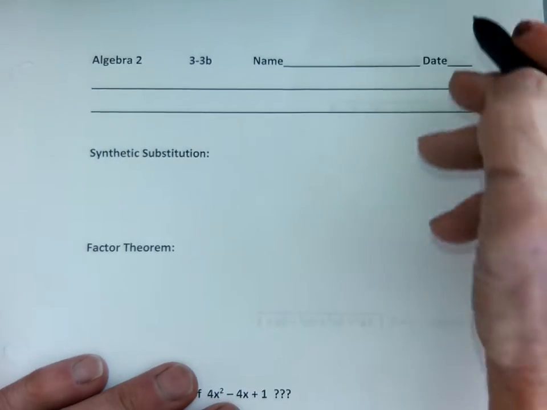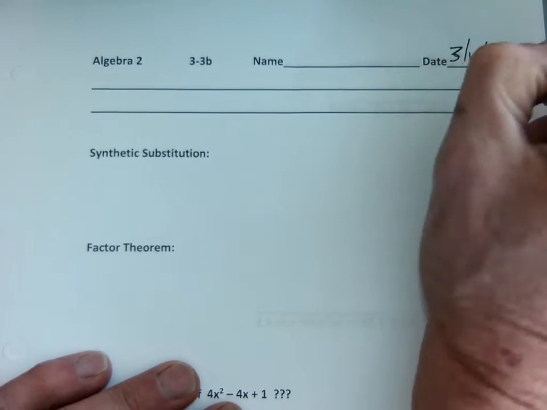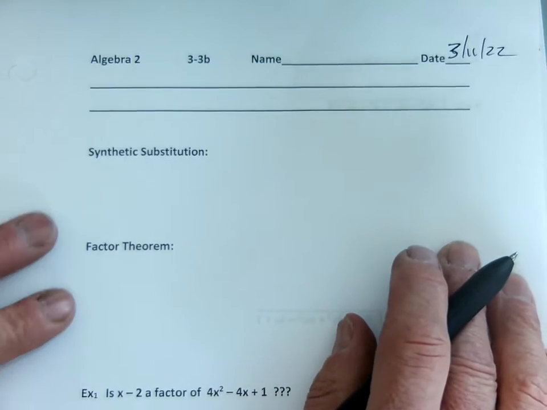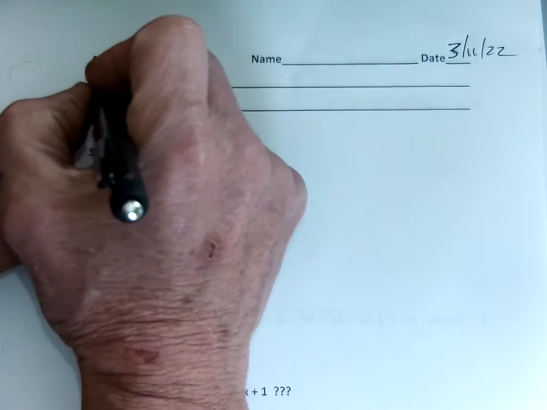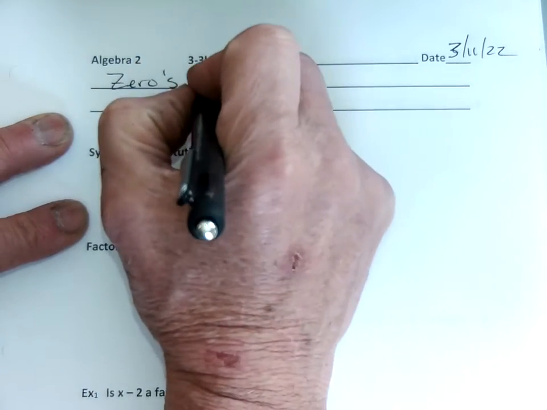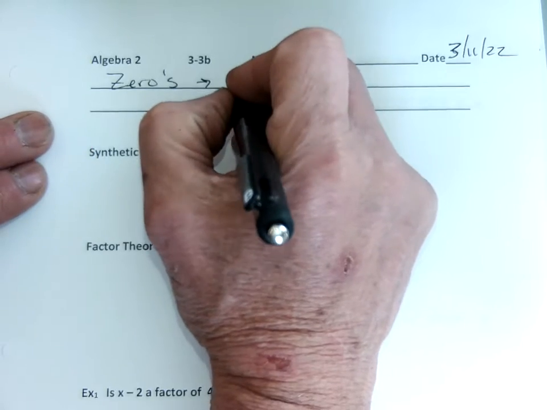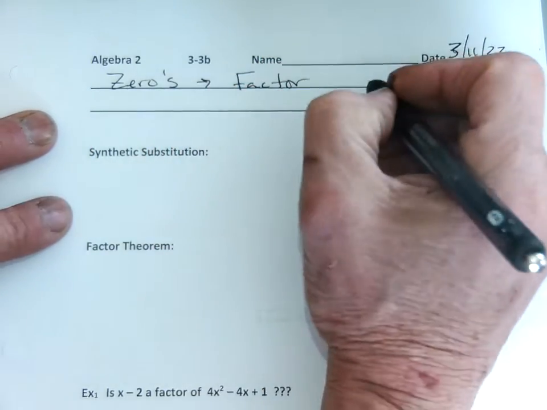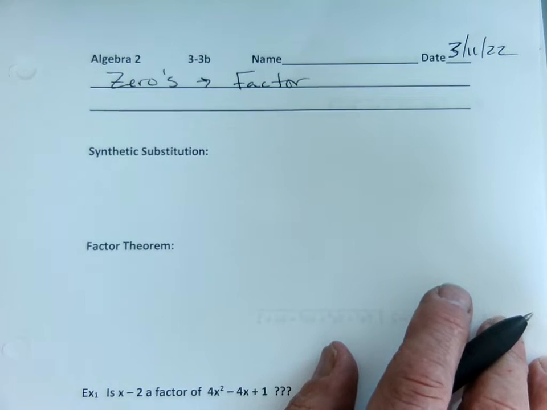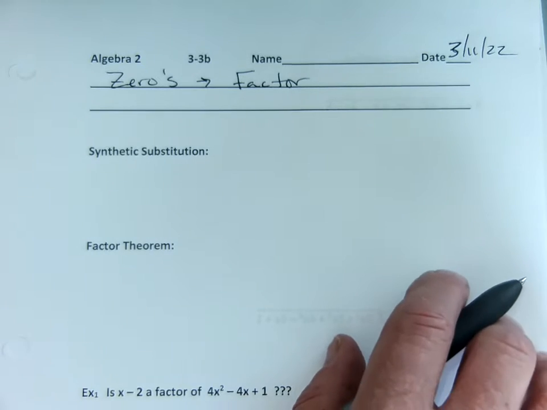All right. 3, 11, 22. So what we want to talk about today specifically is zeros. And that is, to be a zero, it's also going to be a factor, okay? Okay, right here.